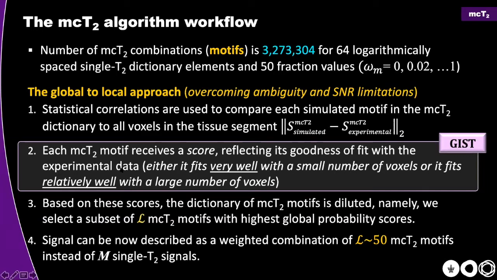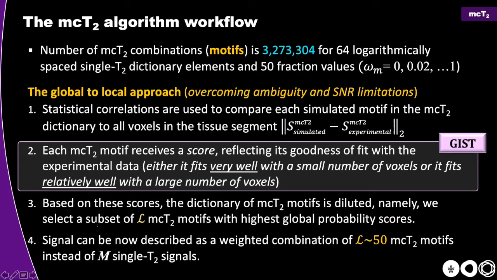Now, the score can be high if the motif fits very well a very small number of voxels, or it can be high if it fits relatively well a large number of voxels. I will say a few words on how we calculate this score later, but now I have a score that tells me how much each MCT2 motif matches the actual data that I'm looking at. This is why I call it a data-driven approach.